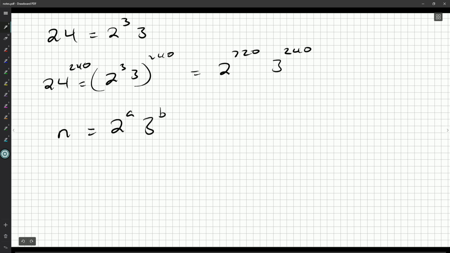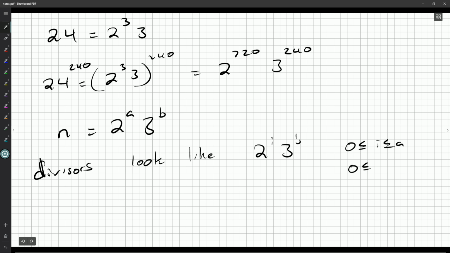Now, what are the factors of n going to look like? Same thing, divisors, factors. The divisors have to look like 2 to some power times 3 to some power, although these ones can have no factor of 3 and no factor of 2. In fact, 1 is a divisor of n. Okay? So how are we going to multiply these all out? What are we going to do here?